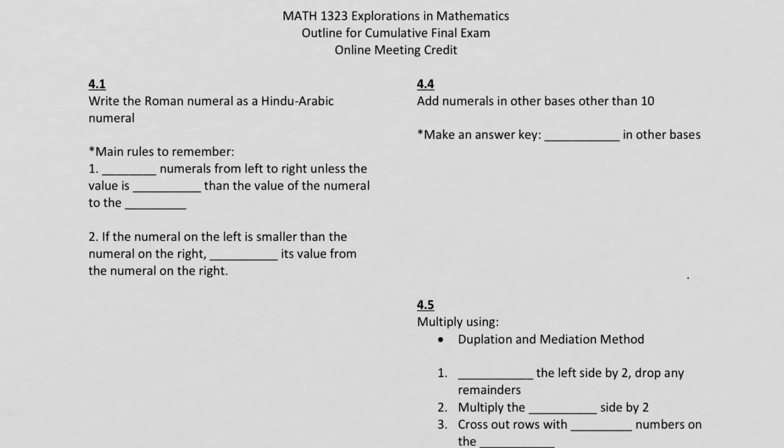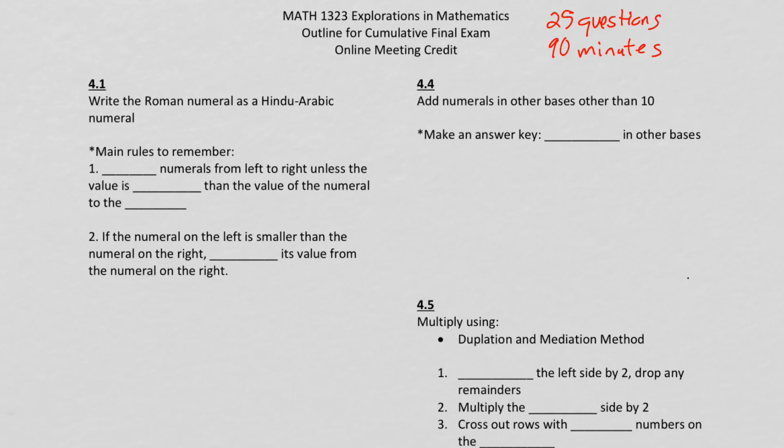Okay, so for the final exam, you have 25 questions, and you have 90 minutes. This outline is going to provide the specific topics that are going to be assessed on the final exam from each chapter. This is cumulative, so we have questions from chapters 4, 6, 10, 13, and 14. So let's get started.